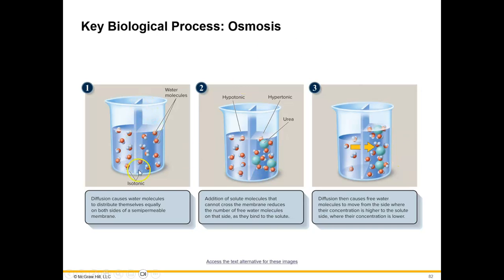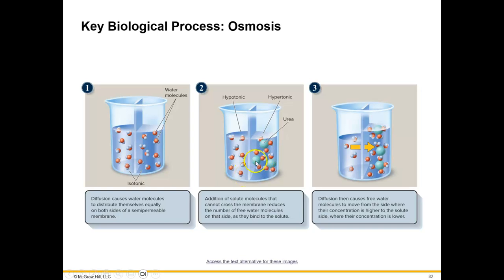Osmosis is going to always involve a semi-permeable membrane like this, and you can see diffusion causes water molecules to distribute themselves equally on both sides of this semi-permeable membrane when all we have in this beaker is water molecules. So we have an even distribution. But once we add a solute, something that's going to mix into the water, to one side, that's going to change the concentration gradient. So the addition of the solute molecules that cannot cross the membrane is going to reduce the number of free water molecules on that side as they bind to the solute.